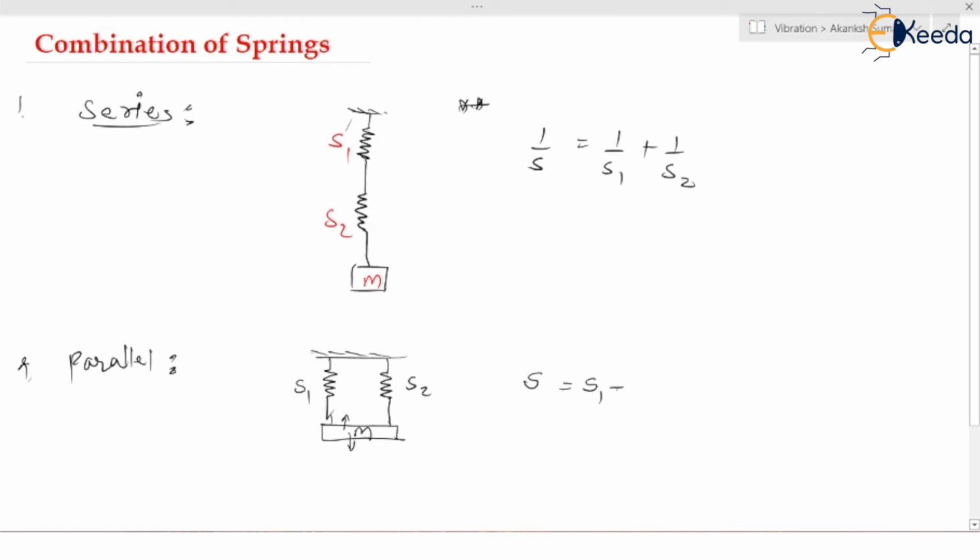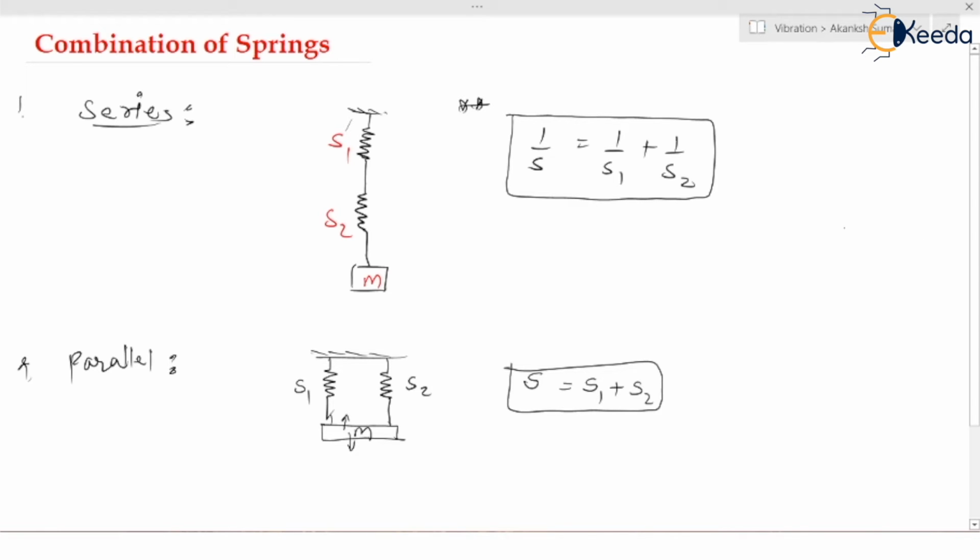So the spring stiffness would be the summation of the stiffness of both springs, that is S1 plus S2. This is for two springs. If there are more than two springs, you can write it as S1 plus S2 plus S3, and so on. We are considering two springs here, so that's why I have written it like that. If there are a number of springs, you can extend it.